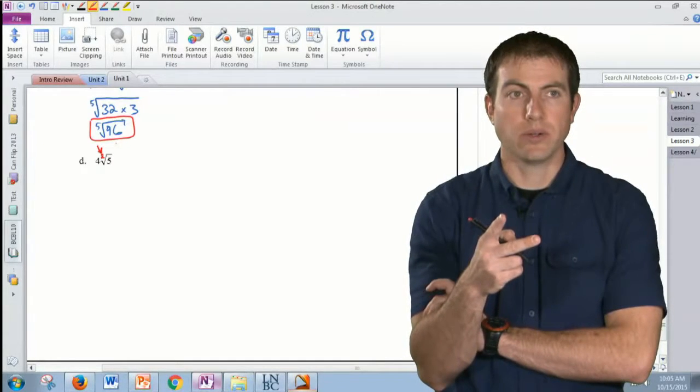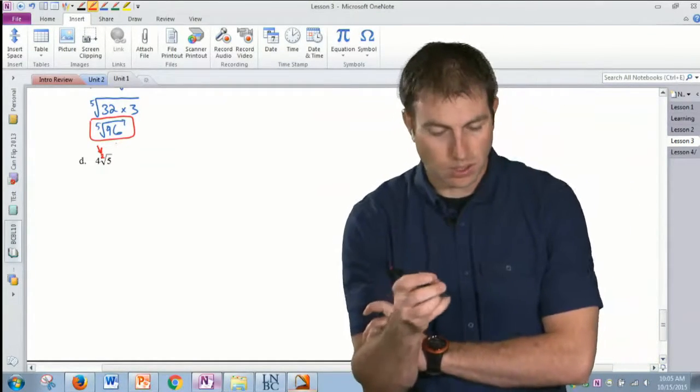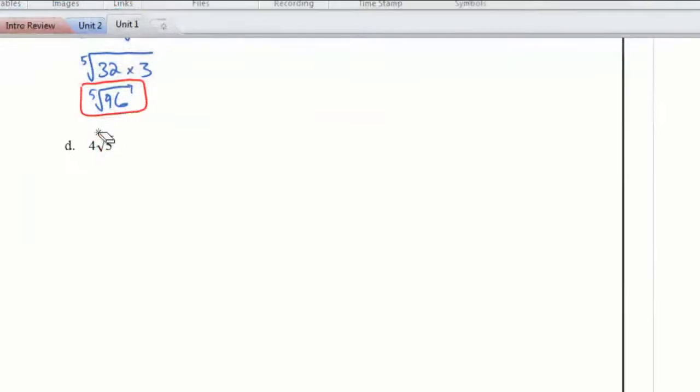Last one, square root 80. I believe it is. Let's check. So I need to figure out how to get that 4 under a radical sign. And I know 4 times 4 is going to give me 16. So I'm going to write it as square root of 16 multiplied by square root of 5, because I know the square root of 16 would give me 4, and I just end up with 4 root 5. I'm going to take it a step further. I can put both of these things under one radical sign, and then do the multiplication, and I end up with 80.